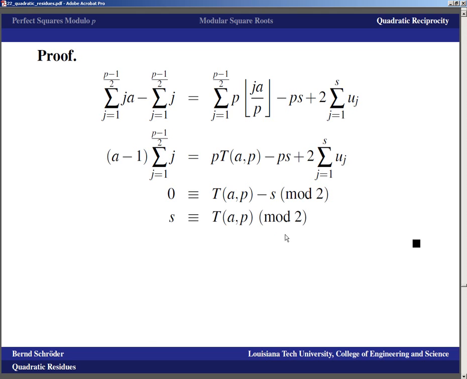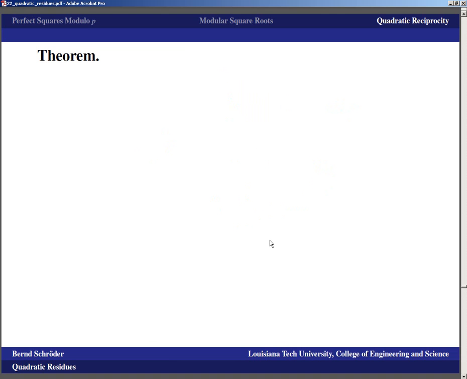And that's what we wanted to prove, because that means that negative 1 to the S is negative 1 to the TAP, and that means negative 1 to the TAP is the Legendre symbol of A over P.